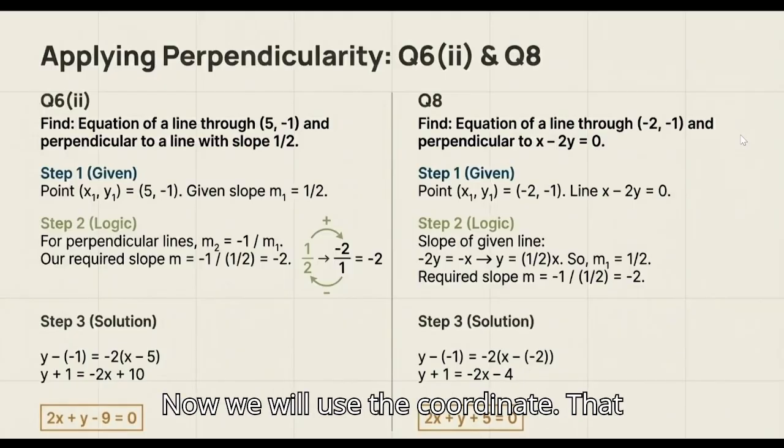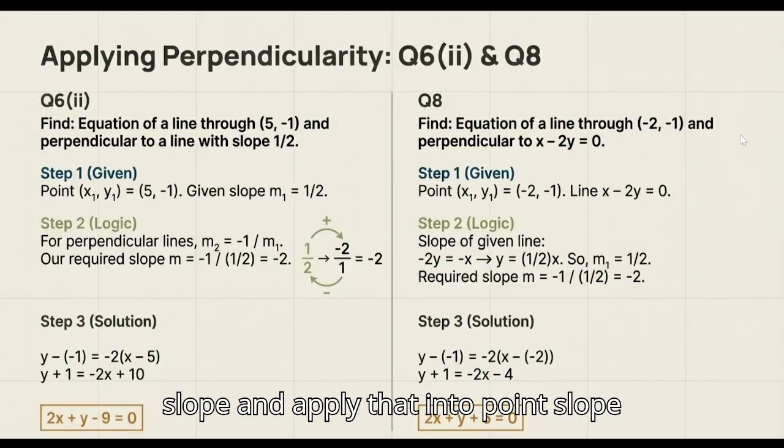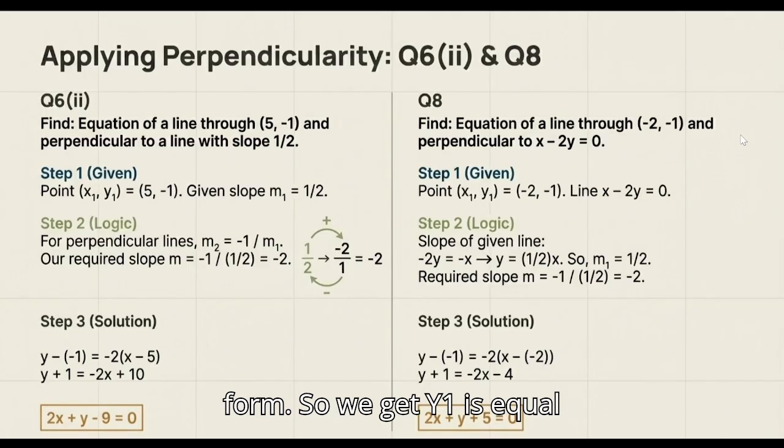Now we will use the coordinate that we got from there and the required slope and apply that into point slope form. So we get y plus 1 is equal to -2x minus 4, or simply our final equation is 2x plus y plus 5 being equal to 0.